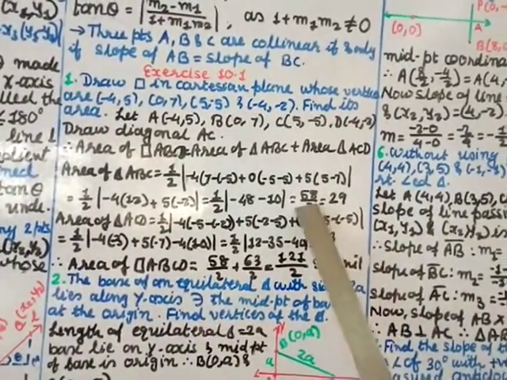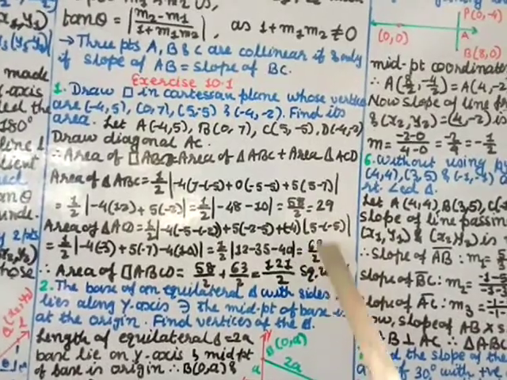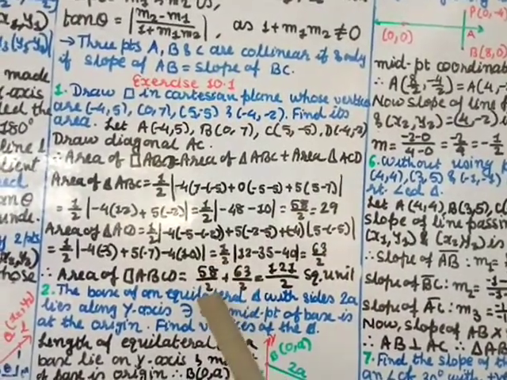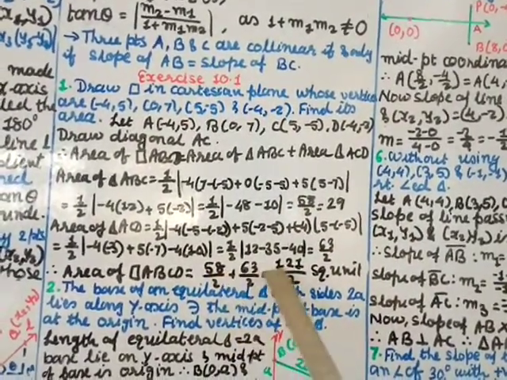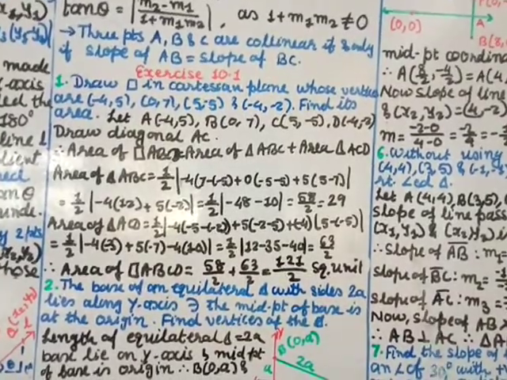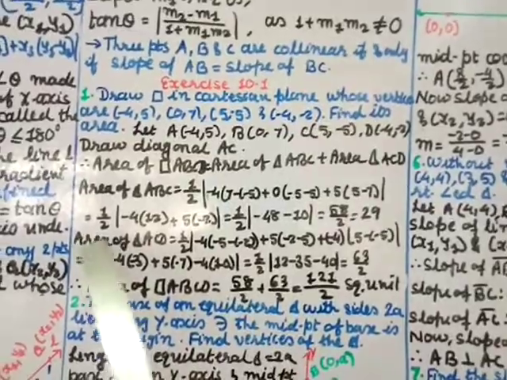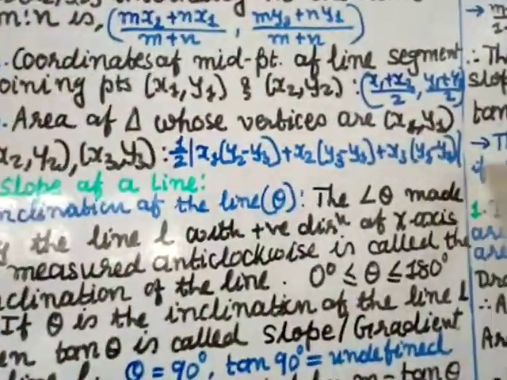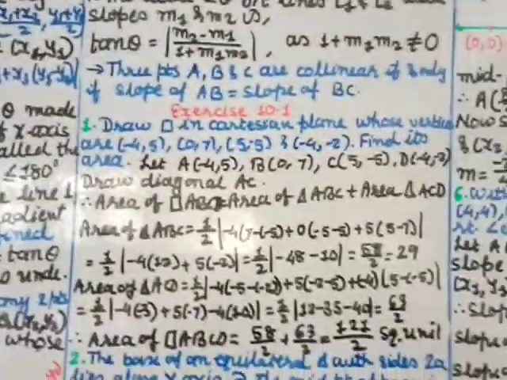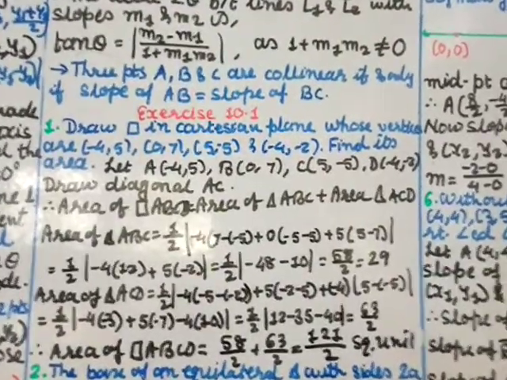So that means you add this plus this. Since here I cannot cut, I will take this value. So 58 by 2 plus 63 by 2, which gives you 121 by 2, and area is in square units. Okay, so that is the solution for question number 1. This calculation using this formula you try yourself. Okay, placing the values, and you have to draw the quadrilateral.